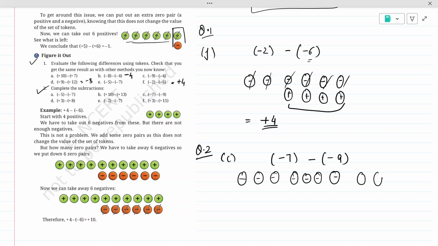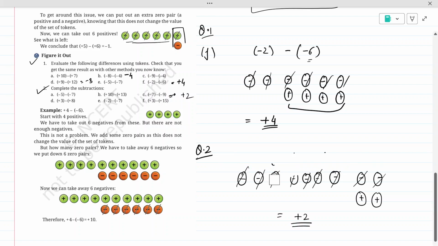So that means first, to make 9 negatives, we have to add 2 zero pairs, right? And now after adding the pairs, this is the whole set I have: 9 minus coins and 2 positive coins. So I can easily subtract the 9 minus coins, and the remaining is plus 2 coins. Okay, so this is plus 2 here. Also, kids, let me take one more question. Let me take the F part of this question here.